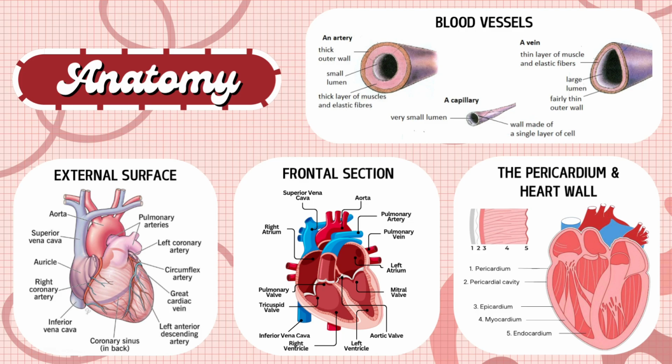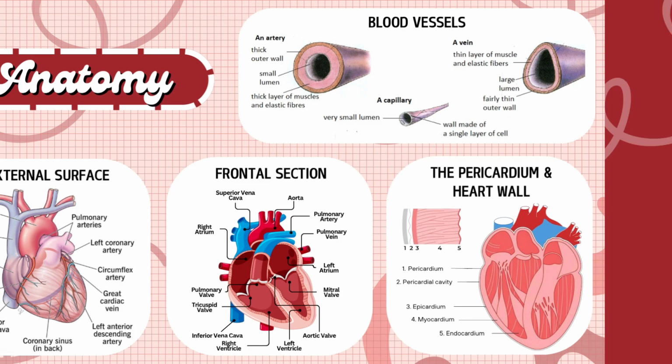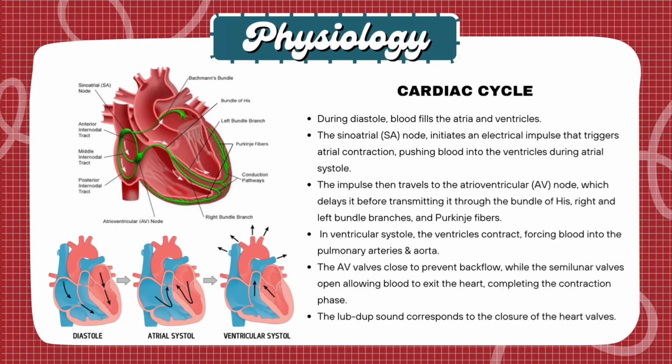Now that we have learned about the anatomy of the heart, let's explore how it works. Let's look at the cardiac cycle. During diastole, blood fills the atria and ventricles. The sinoatrial node initiates an electrical impulse that triggers atrial contraction, pushing blood into the ventricles during atrial systole.